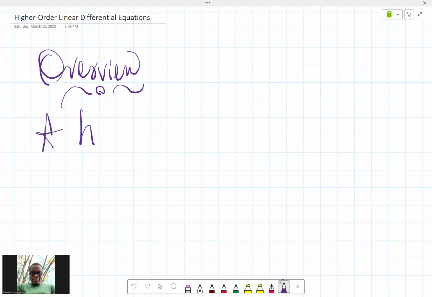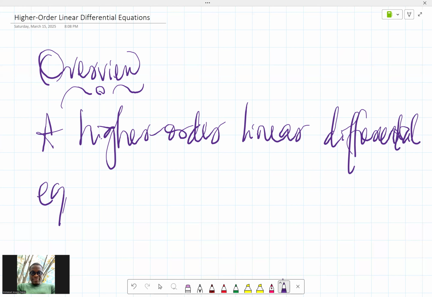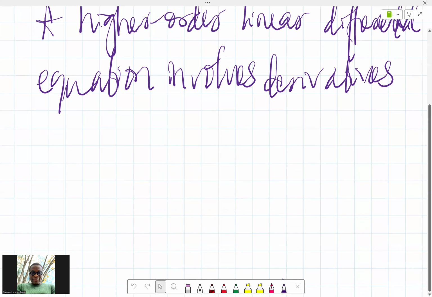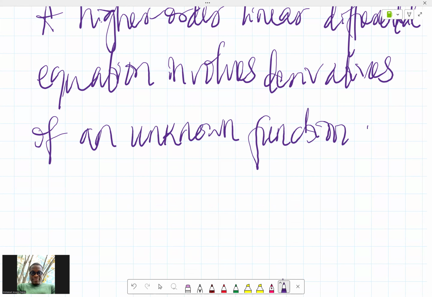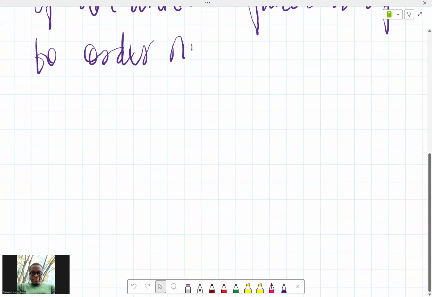Okay, so a higher order linear differential equation involves derivatives of an unknown function up to order n. And when we solve the differential equation, we are looking for that unknown function.